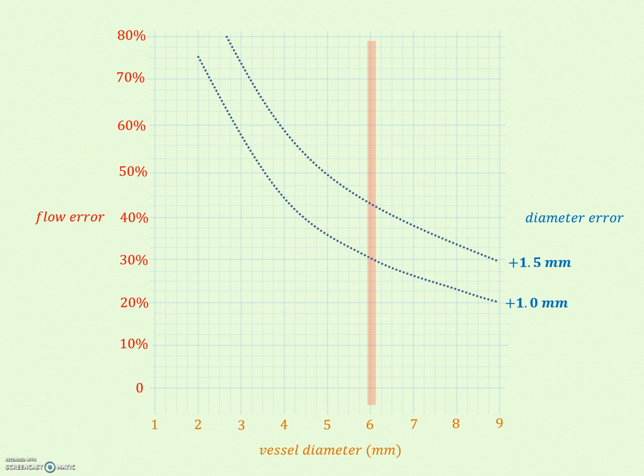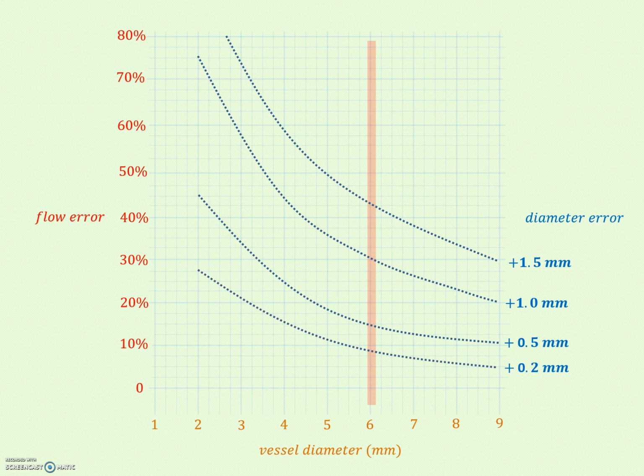If you're measuring the 6-millimeter artery and you're off by only a millimeter, you're going to get a 30% flow error, also unacceptable clinically. If you're off by only half a millimeter, you start approaching somewhat acceptable error in the clinical realm, which is 10 to 15%. But even if you're off by only 0.2 millimeters, you still have a plus or minus 10% flow error when you're measuring flow through a 6-millimeter vessel.